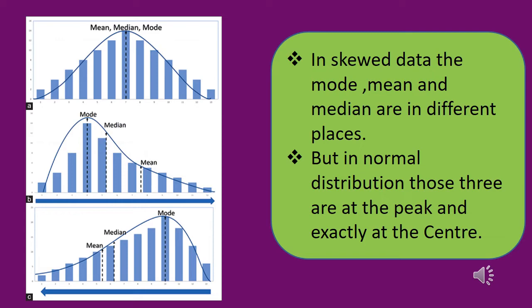If we look at these three graphs, the first graph is the normal distribution, the second one is skewed to the right, and the third one is skewed to the left. In the skewed distributions, both right skewed and left skewed, the mode, median and mean are in different places. But in the normal distribution, the mean, median and mode are all at the peak and have the same value.